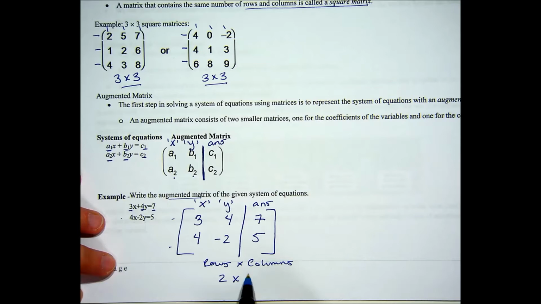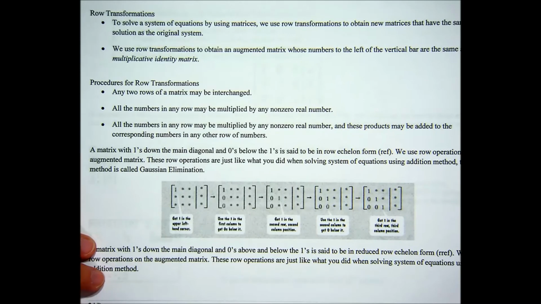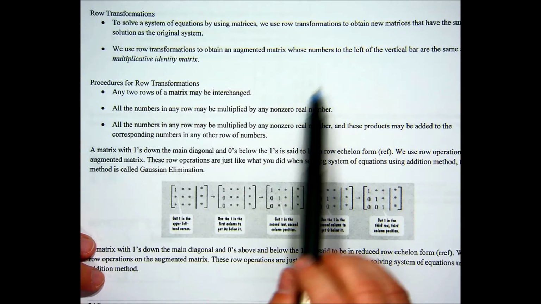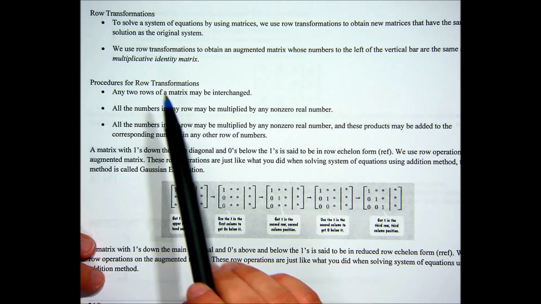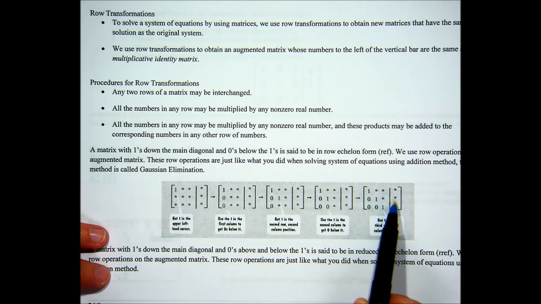Row transformations. To solve a system of equations with matrices, we can use row transformations to come up with new matrices that have the same solution. We use row transformations to obtain an augmented matrix whose numbers to the left of the vertical bar are the same as the multiplicative identity matrix. Said another way, we can basically clear the matrix to be ones in the diagonals, zeros below. These asterisks here mean that they are any number. They could be any value, okay?